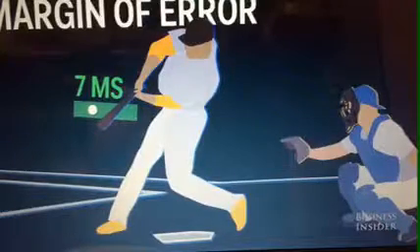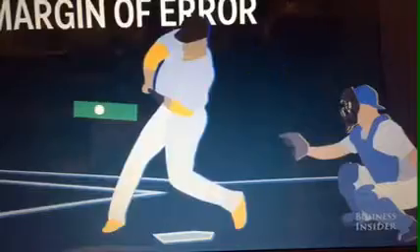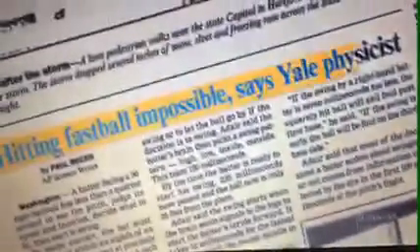If the pitch looks good, the batter has a 7 millisecond window to meet the ball in a position where he will put it in play. If he's too early or too late, the best he can hope for is a foul ball. So how is this humanly possible?